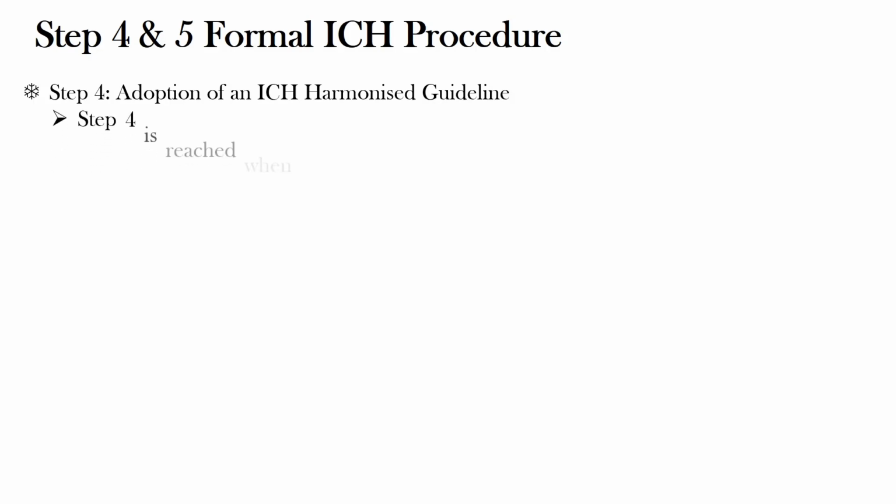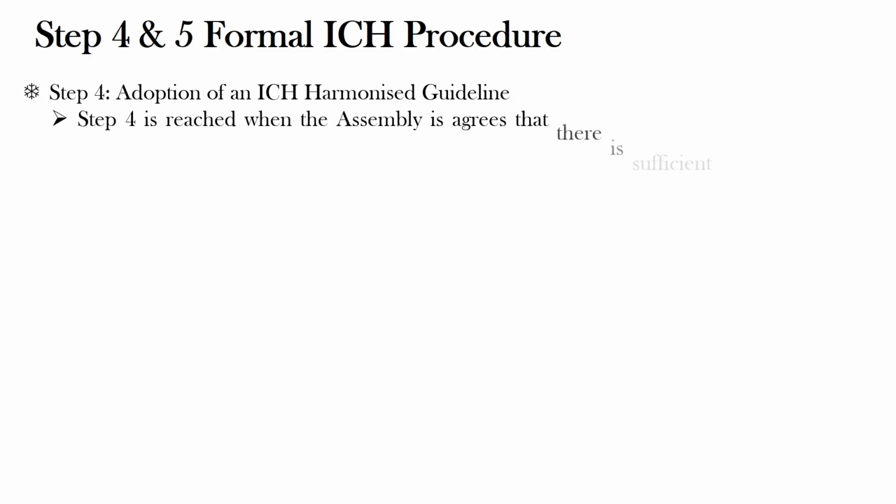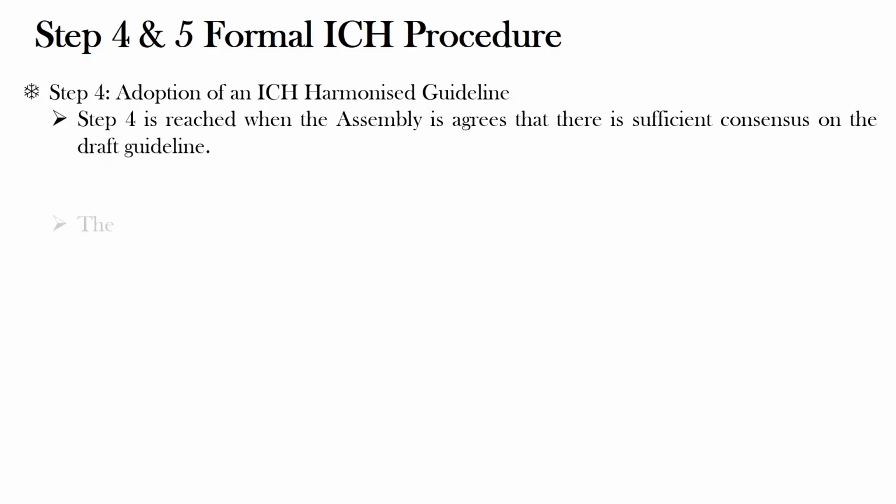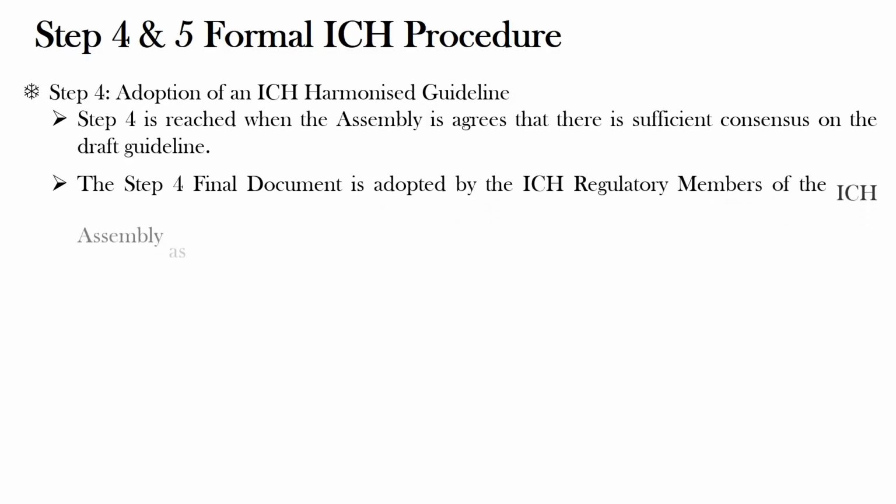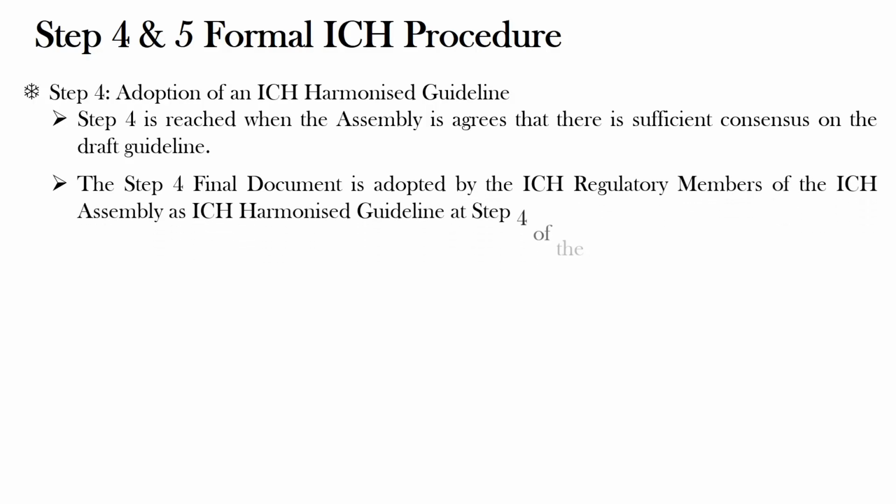The step 4 and step 5 of formal ICH procedure. Step 4 is adoption of an ICH harmonized guideline. Step 4 is reached when the assembly is agreed that there is sufficient consensus on the draft guideline. The step 4 final document is adoption of ICH regulatory member of the ICH assembly as ICH harmonized guideline at step 4 of the ICH procedure.